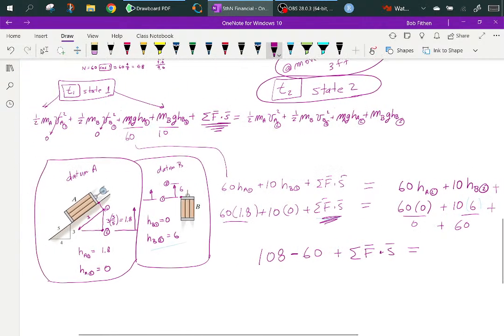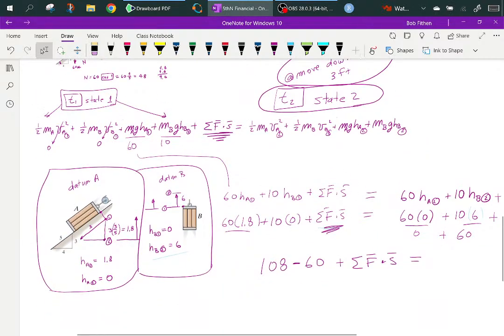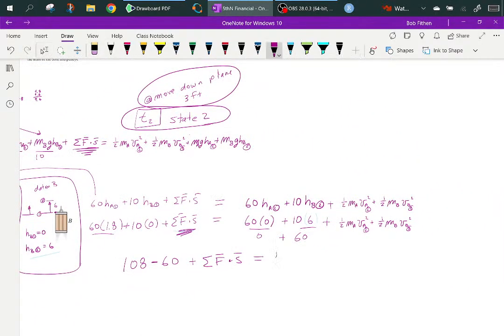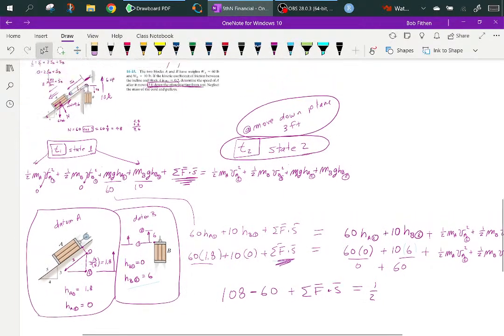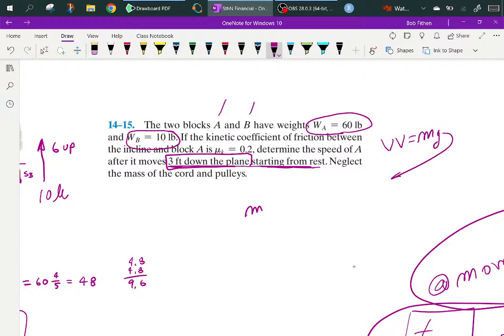sure. He said one was 10 pounds, right? Okay, B was 10 pounds. So 1/2. What was A? Wait. Oh, wow. Okay, it was 60 pounds, and this was 10 pounds. So the weight of these things is equal to mg. Therefore, the mass is equal to the weight divided by g. And in this case, that's 32.2.